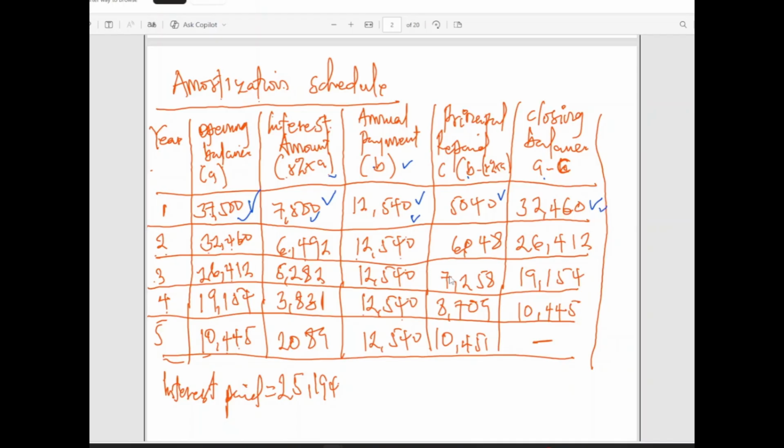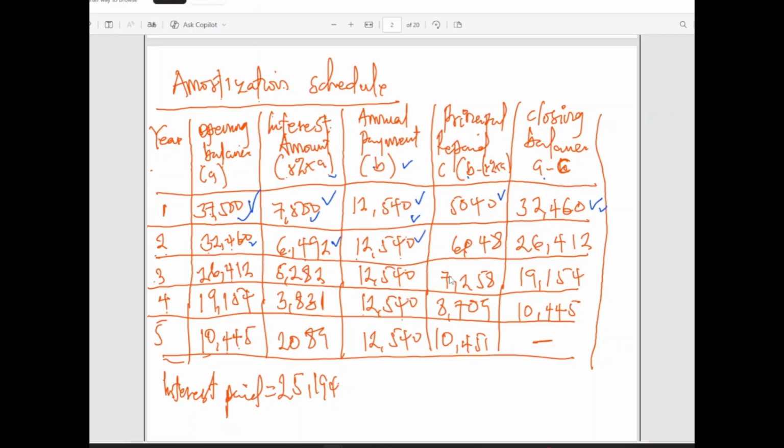So year 2, you know that at the end of year 1, our closing balance is 32,460, which will be the same value at the beginning of year 2. Then we'll now calculate our interest on it, which is 20% times 32,460. Then you now get 6,492. Then we have the same annual payment, which is here.